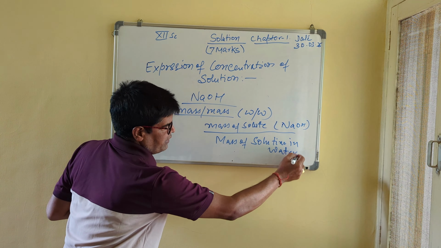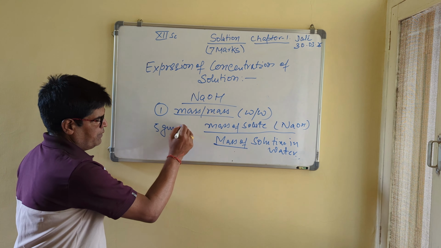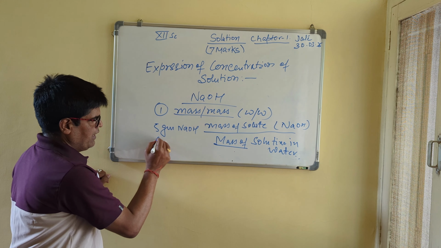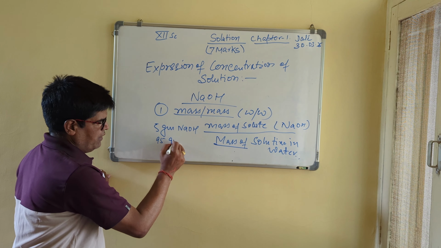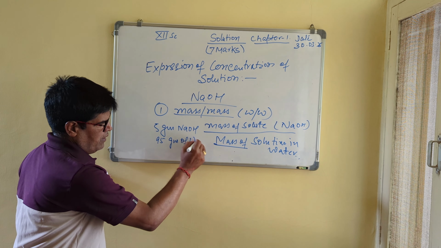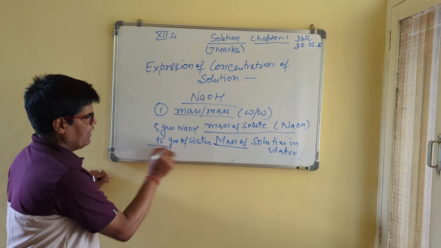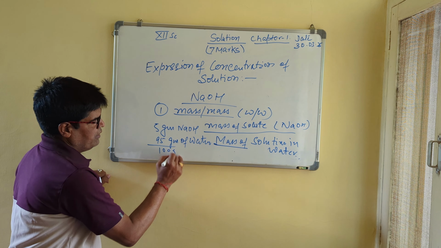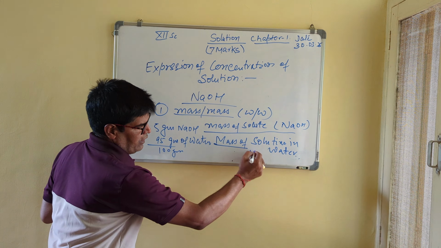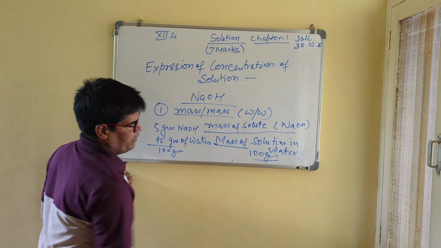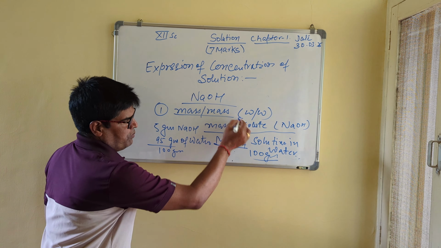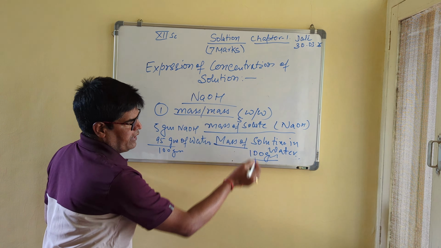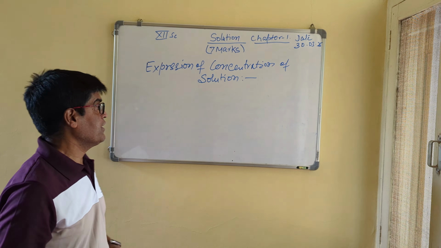Suppose we have 5 gram NaOH dissolved in 95 gram of water. So what will be the mass of solution? 95 plus 5, 100 gram is the mass of solution. So we can write 100 gram as the mass of solution, and 5 gram as the mass of solid. So 5 by 100 into 100 is the mass by mass percentage of the solution. Now we will see examples of mass by mass concentration.